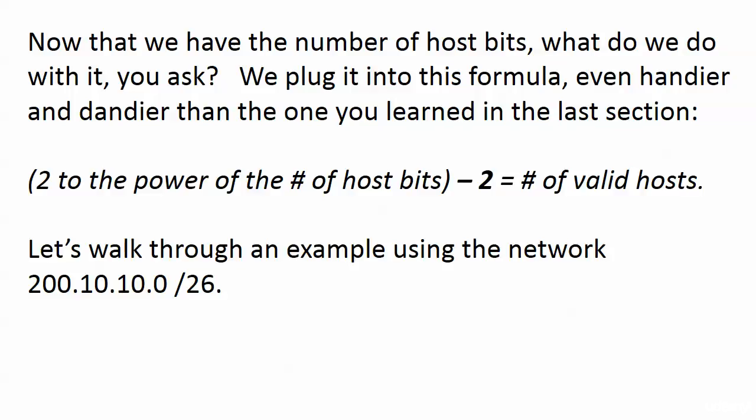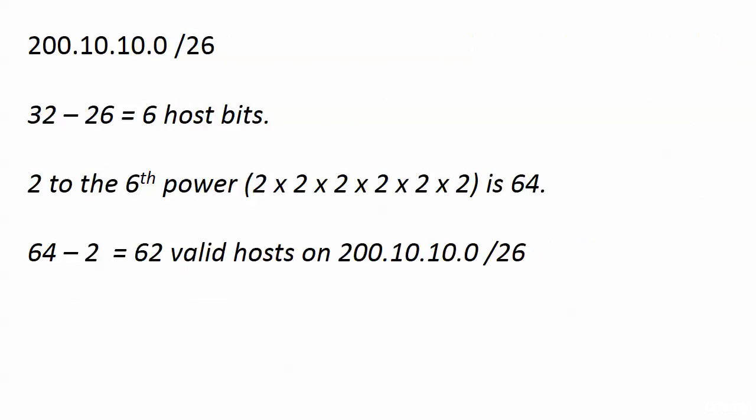You'll see exactly what I mean as we walk through this example using the network 200.10.10.0/26. Well, first off, without even looking at the screen, you know we got 6 host bits because we're given the mask and prefix notation, /26, 32 minus 26, 6. 2 to the 6th power, 2 times 2 times 2 times 2 times 2 times 2. See, I didn't drip that time.